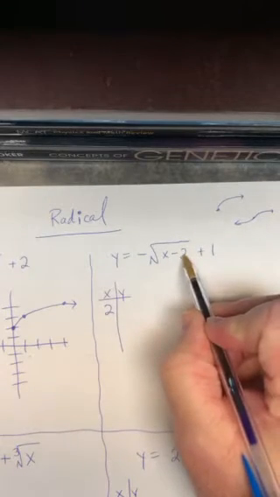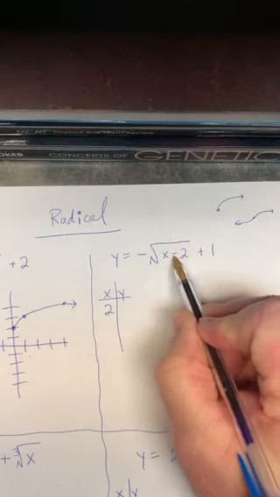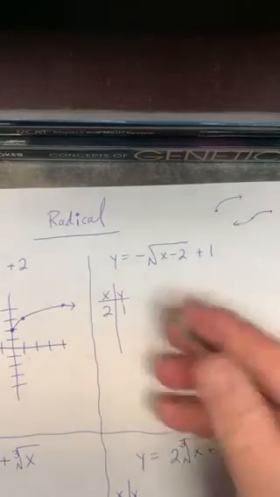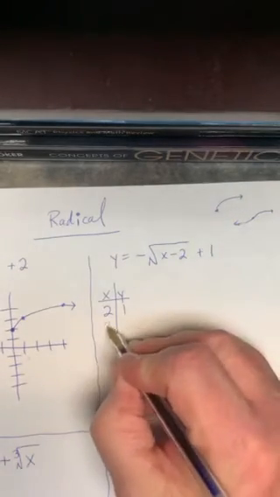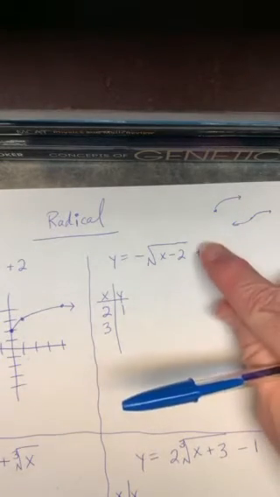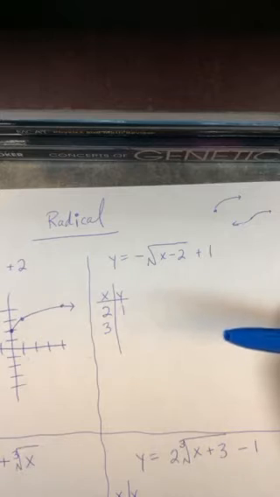2 minus 2 is 0. The square root of 0 is 0. Plus 1 gives me 1. And then you go from there. I need 2 more numbers. I'm thinking 3 is the next best choice. You got to use your brain on these. You got to be a thinker. Don't just copy and not think with me here.